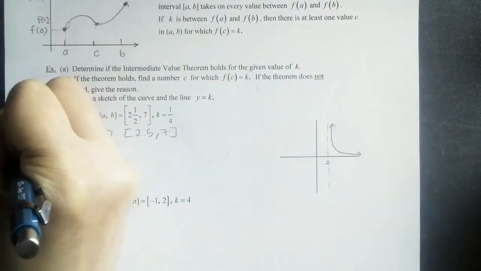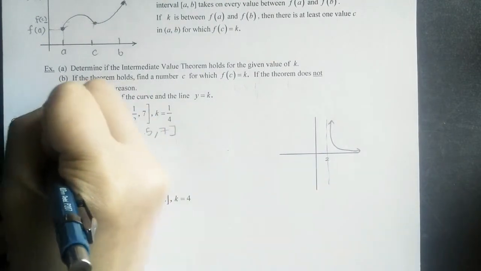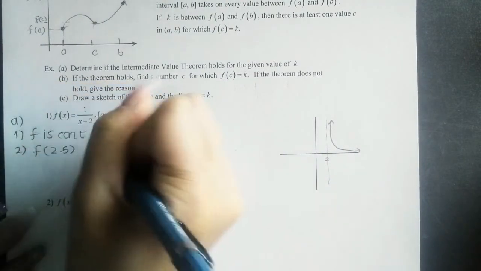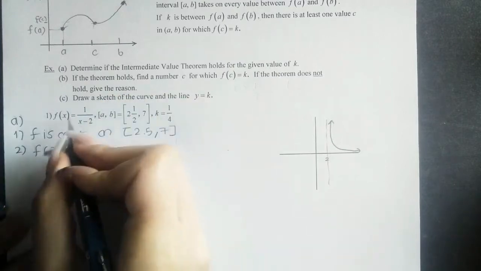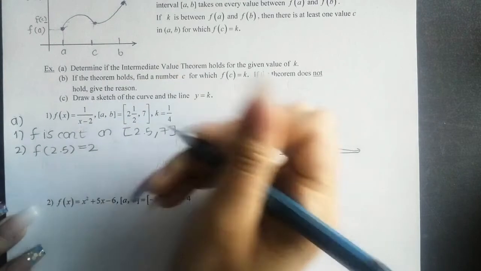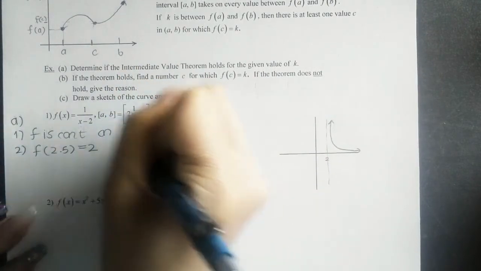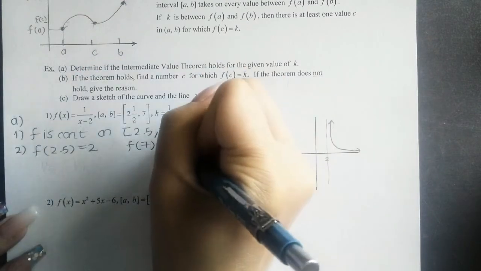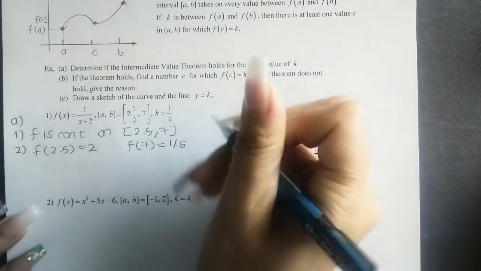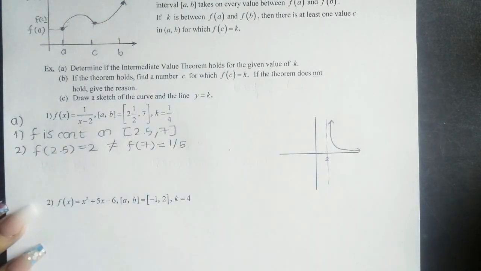The second condition of the IVT: you know that f of 2.5 is going to be equal to what? You plug it here, so you have 1 divided by 0.5, so this is going to be 2. Now we need to find f of 7. You plug 7 here, so you have 1 over 5. So clearly they are different.